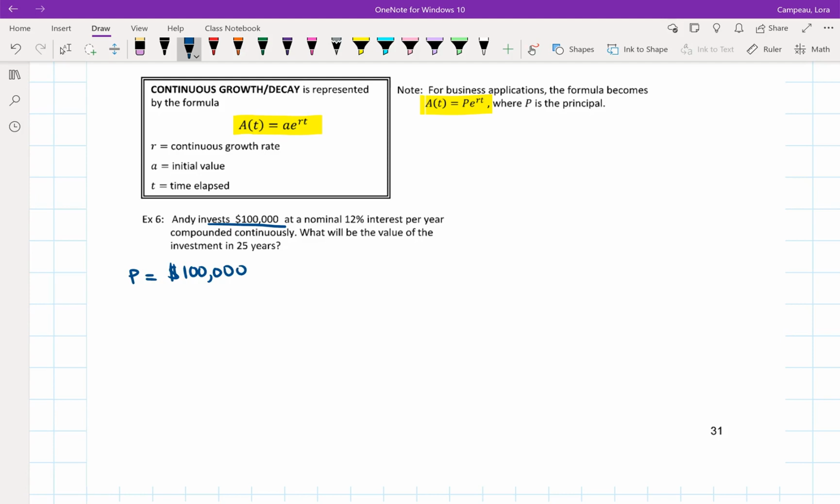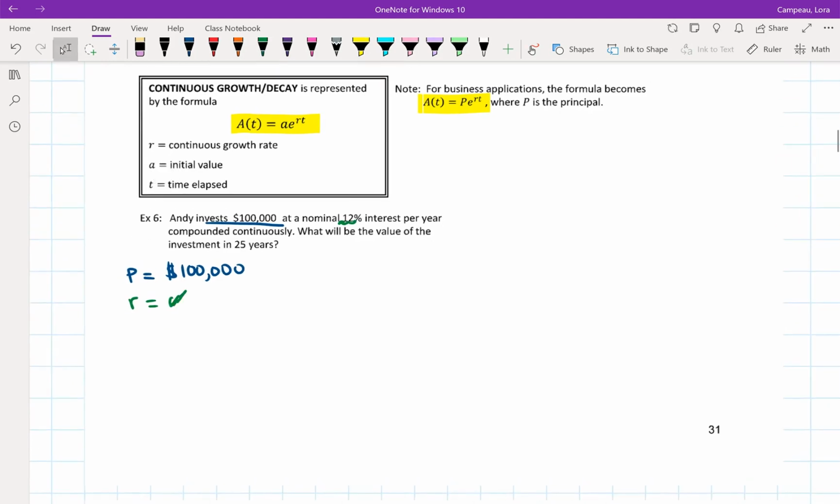So principal, $100,000 at a nominal 12% interest per year. The percentage that I'm seeing with the 12%, we are looking at the continuous growth rate. So that will be my R. But notice whenever you have to enter it into your calculator, the 12% will be written as a decimal. So we move the decimal point 2 places to the left. So in our case, R will be 0.12.